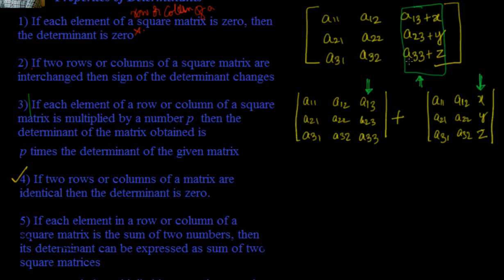Very clearly you can see that other than this third column, the remaining two columns remain the same in the next two matrices. What exactly is the meaning of that? The meaning is that the cofactors will remain the same. If I take this particular element A13 plus X into, let us say, what is the cofactor of this element? What is actually the cofactor? Minor.